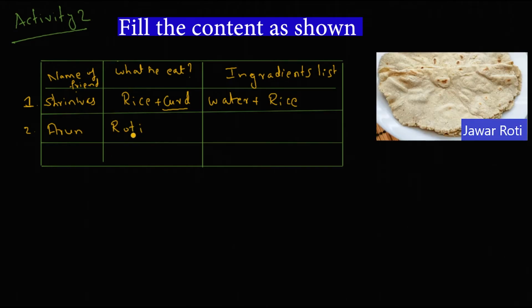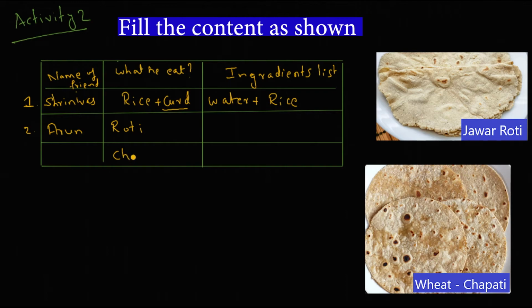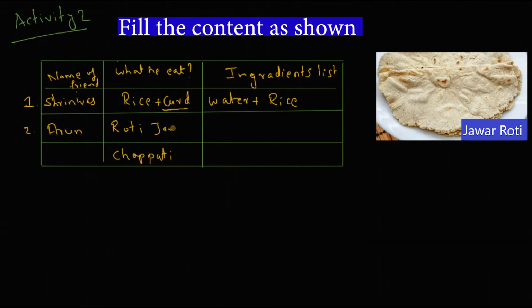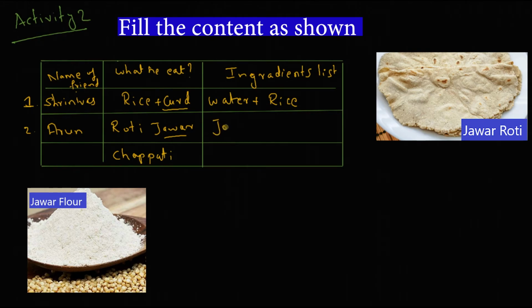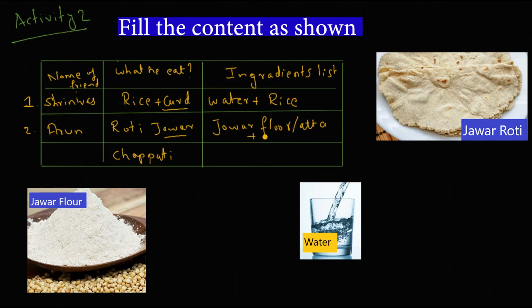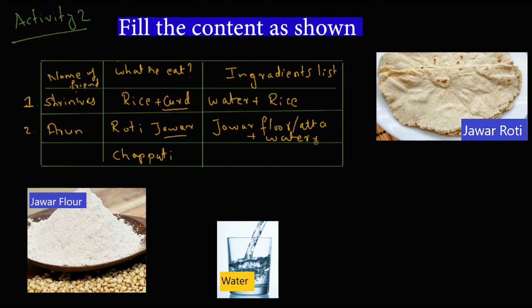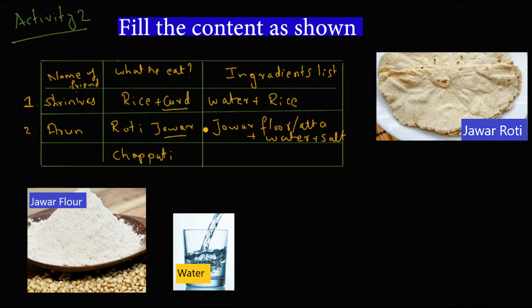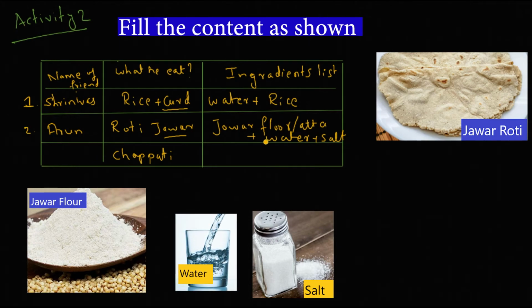Take one item, and Arun had once again here, what is that? Chapati. Okay, chapati. So here two items are there. So what is this? Jowar roti. I'll put jowar roti, and for this the ingredients are jowar flour or atta plus water plus little salt. So this is required.